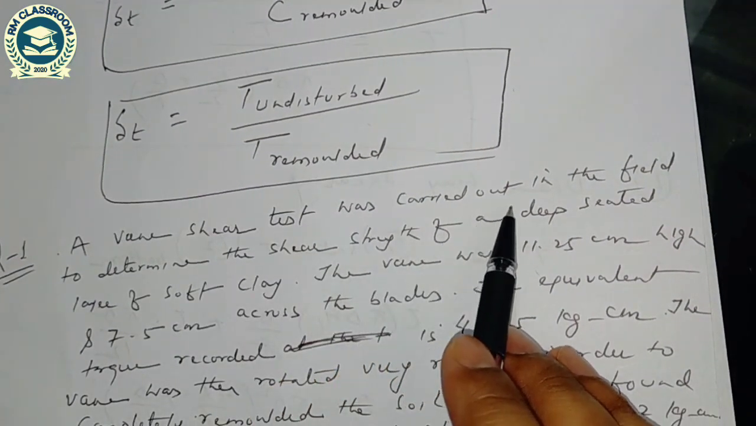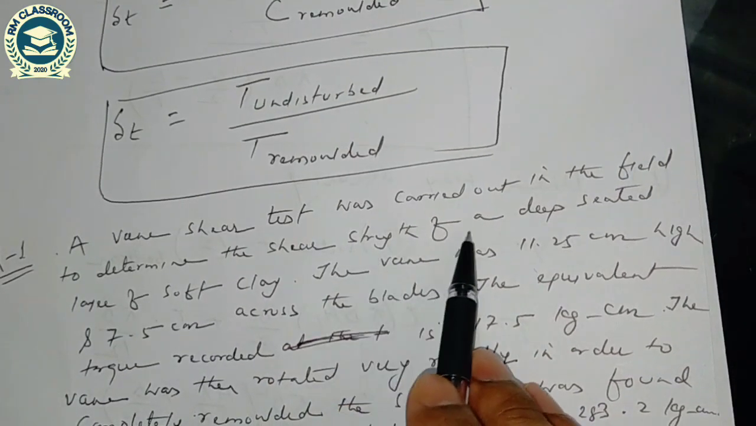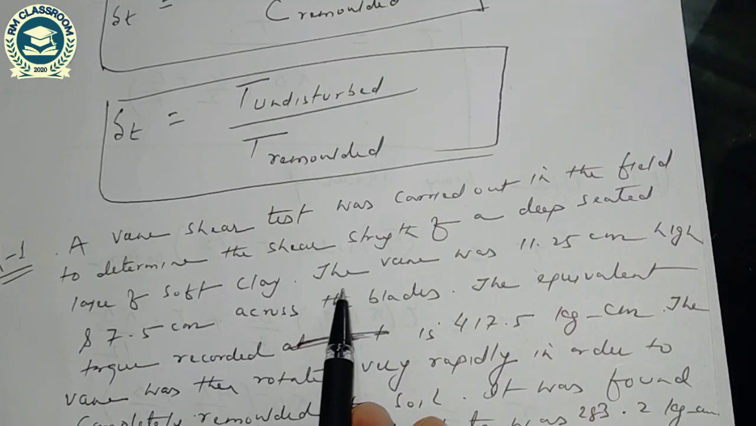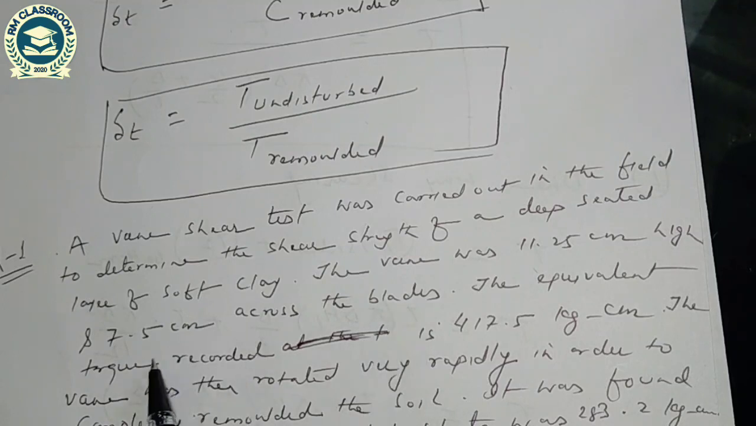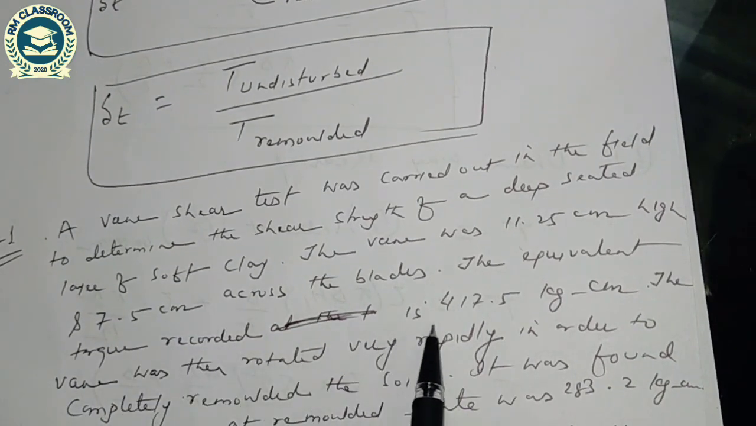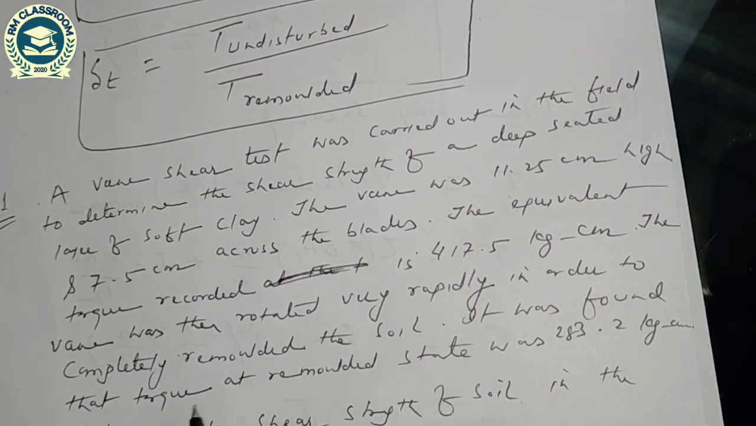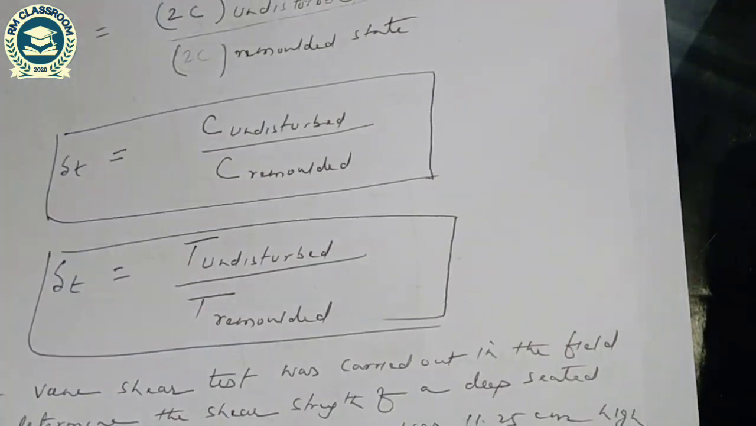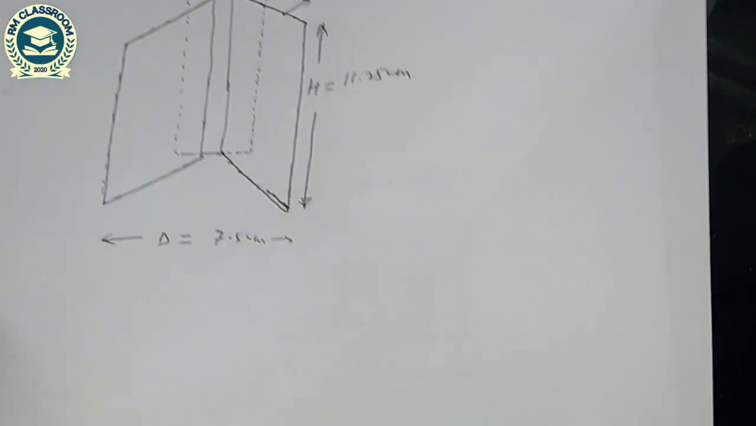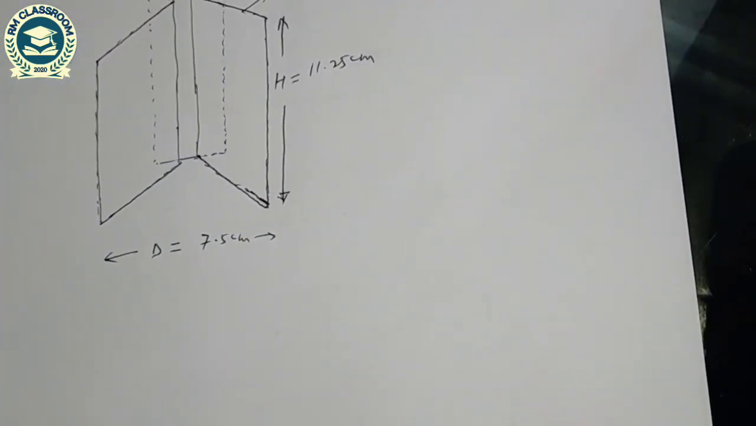A vane shear test was carried out in a field to determine the shear strength of a deep-seated layer of soft clay. The vane was 11.25 cm high and 7.5 cm across the blades. That is the diameter of the vane. The equivalent torque recorded is 417.5 kg centimeter. The vane was then rotated very rapidly in order to completely remold the soil. It was found that torque at remoulded state was 283.2 kg centimeter. Determine the shear strength of soil in undisturbed and remoulded state.